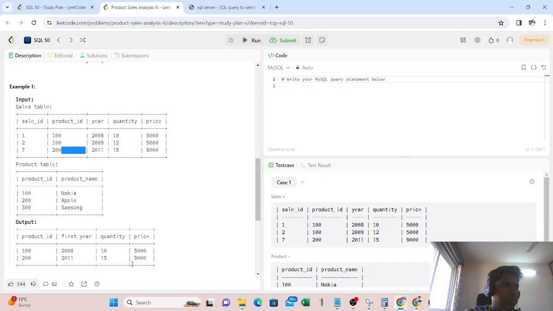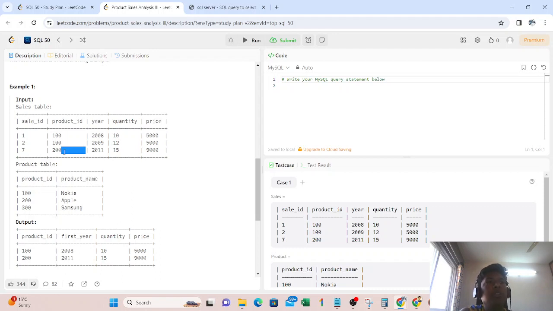Seeing this question, though there are two tables, I am thinking of a solution where we might not require the product table, because we don't need the product name anywhere in our output, so we don't have to use joins. Now, how will you calculate the first year? You cannot directly hard code 2008 or 2011, because you have to design a wider solution that any data set should satisfy.